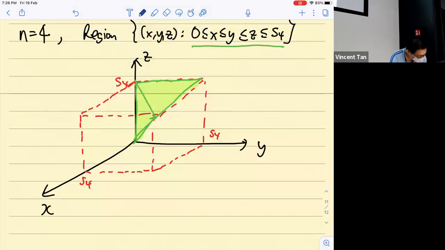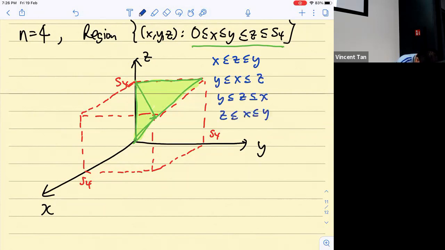Now, a very easy way to see this is that you can arrange x less than z less than y. This is another region. Now we have y less than x less than z, y less than z less than x, and z less than x less than y, z less than y less than x here. We have 6 different types, 6 different combinations, 6 different regions, right?